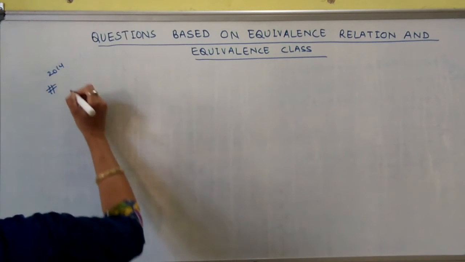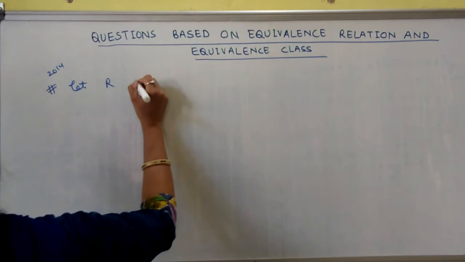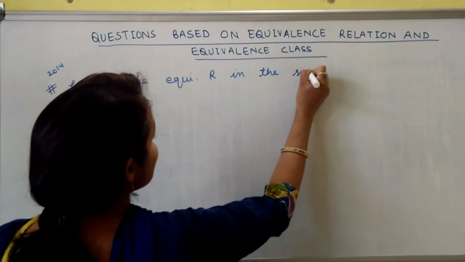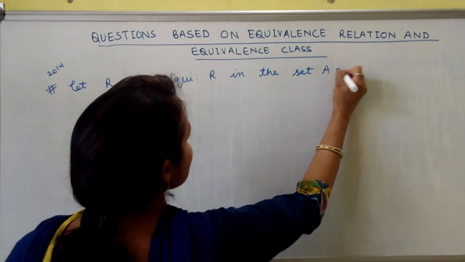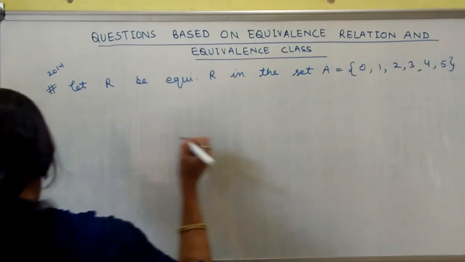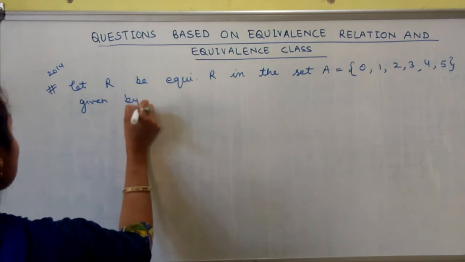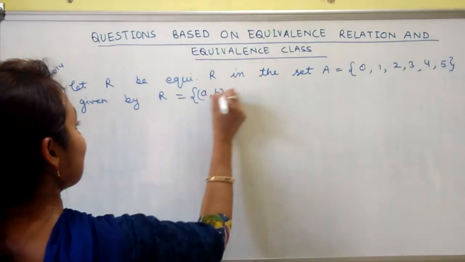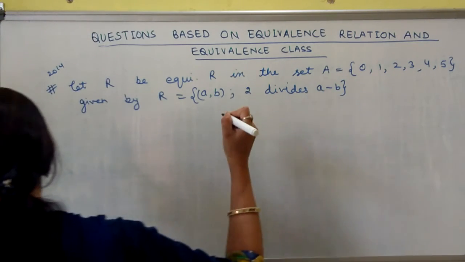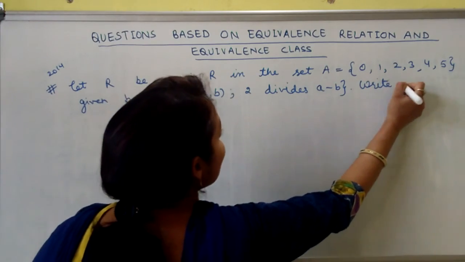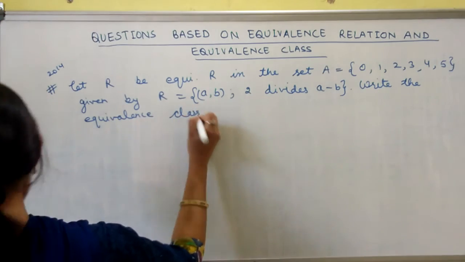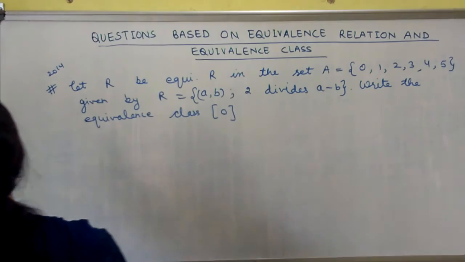It came in 2014 also. Let R be an equivalence relation in the set A equals {1, 0, 1, 2, 3, 4, 5}, given by R equals {(a, b): 2 divides a minus b}. Write the equivalence class of 0. Very simple question.